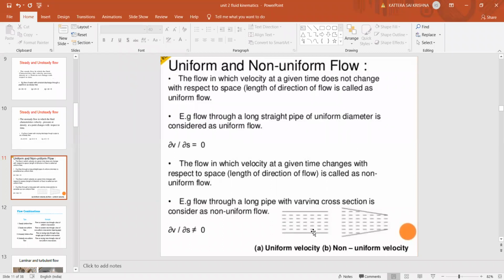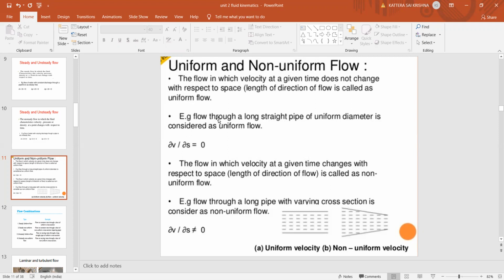So the velocity doesn't change with respect to this space, nothing but the length of direction of flow, that is called space here. Since the fluid is moving from here to here in this direction, at the first position and at the second position, the velocity should not change. So that becomes your uniform flow. The flow in which velocity at any given time doesn't change with respect to space is called uniform flow. Space is nothing but the length of direction of flow.